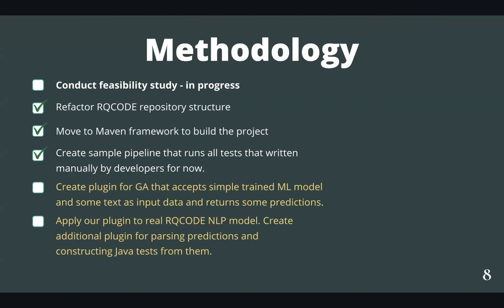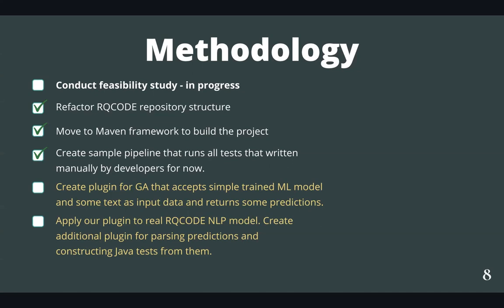Okay, now we want to present our methodology. We already refactored the code repository structure, where the source code and tests for now are written manually by developers. We moved the whole project to the Maven framework to easily build and test it from the shell, and created a sample pipeline that runs all tests that are present in the repository. For now, we are conducting a feasibility study. It is in progress.